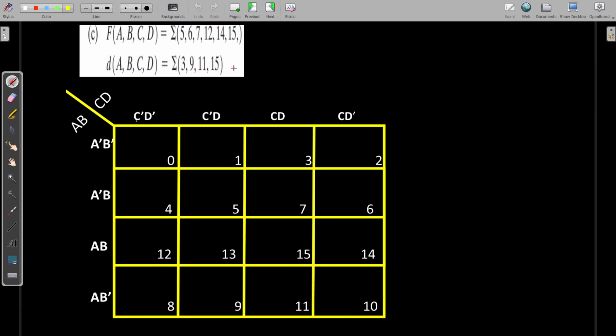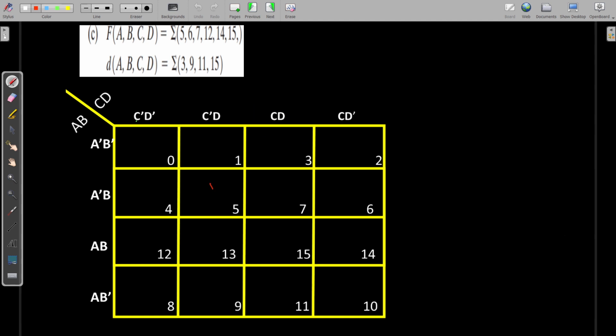Now we move on to the next problem. It is the C problem, that is f of a, b, c, d equal to sigma 5, 6, 7, 12, 14, 15 and the don't care conditions are sigma 3, 9, 11, 15. So now we mark these minterms first.